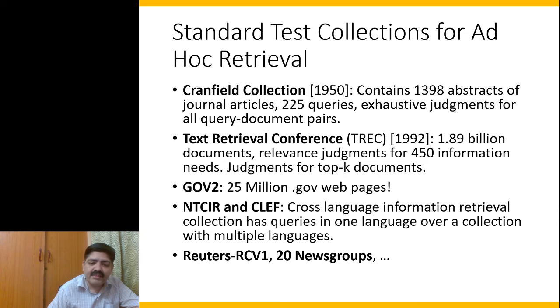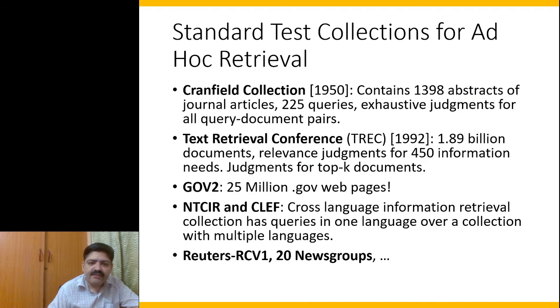We also have the NTCIR, the cross-language information retrieval collection. So here the queries are in one language and we have collection in multiple languages. So that makes a very interesting retrieval task. And then there are several other such standard text collections, such as the Reuters RCV1 collection, which we have referred to in this course multiple times. There is the 20 newsgroups collection, there is the FIRE collection, Bloomberg. There are many collections out there.